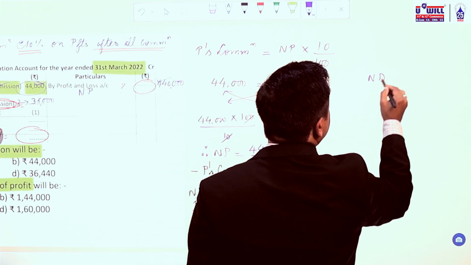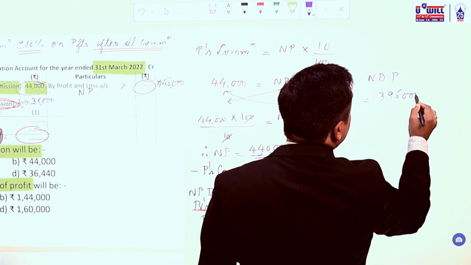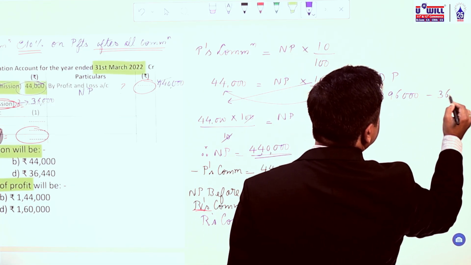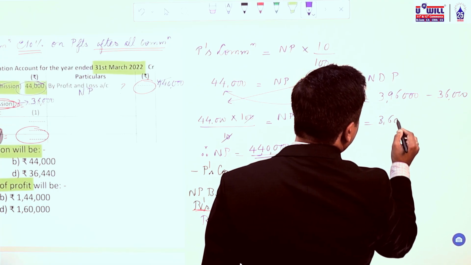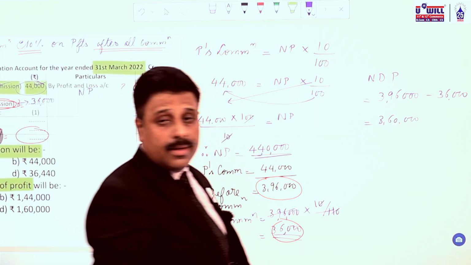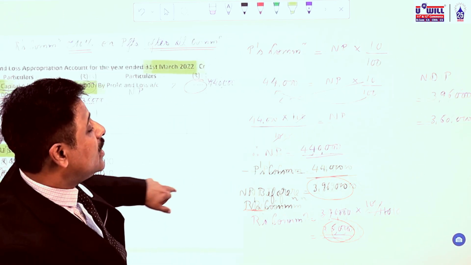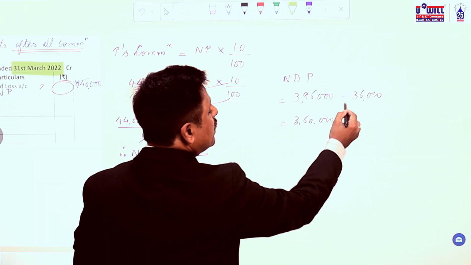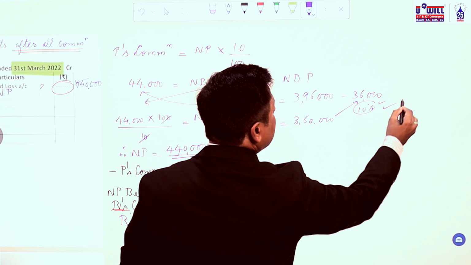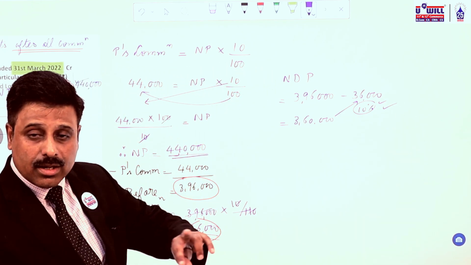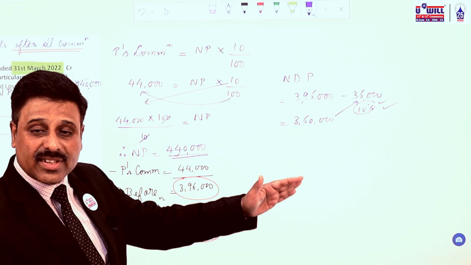Net distributable profits will be equal to 3,96,000 minus 36,000. That is 3,60,000. And you can again cross check. If Raju is to get commission of 10% after the commission, profit is 3,60,000. Does his 36,000 come as 10% of the profits after his commission or not? Yes. So there is a cross verification that he does get 36,000 commission as 10% of the profits after commission.